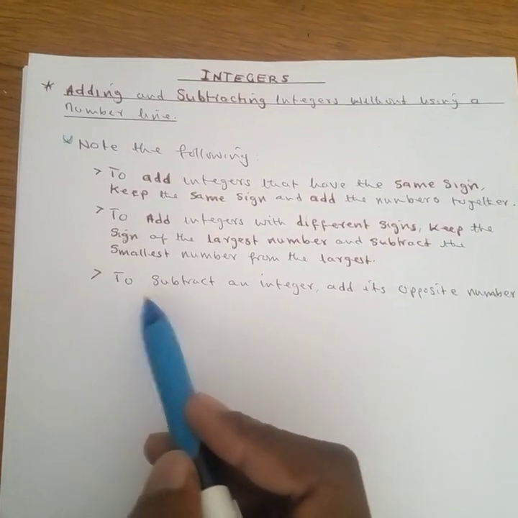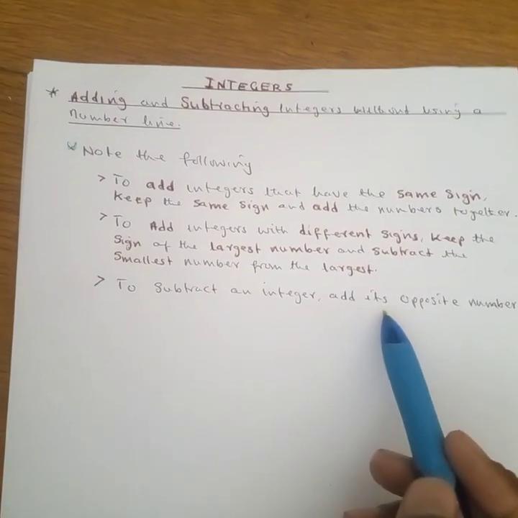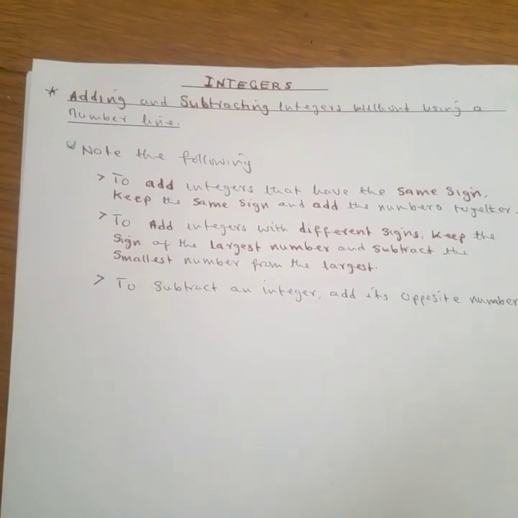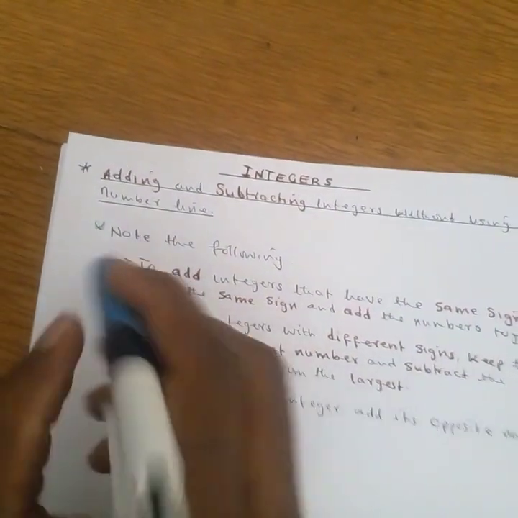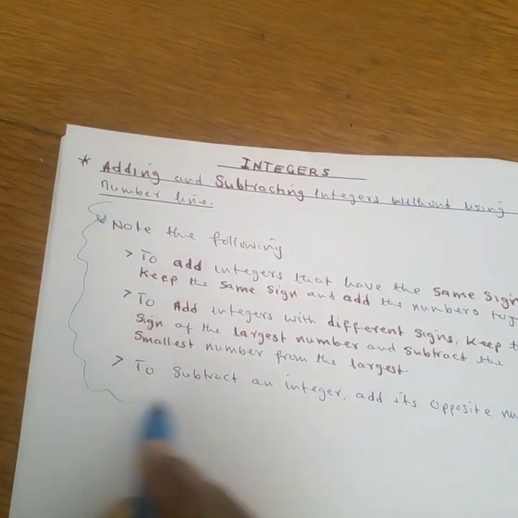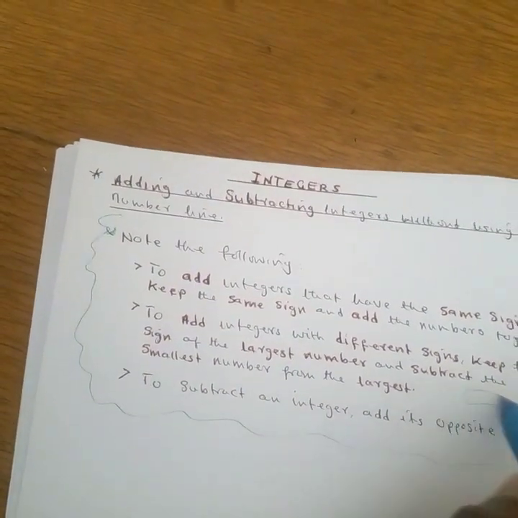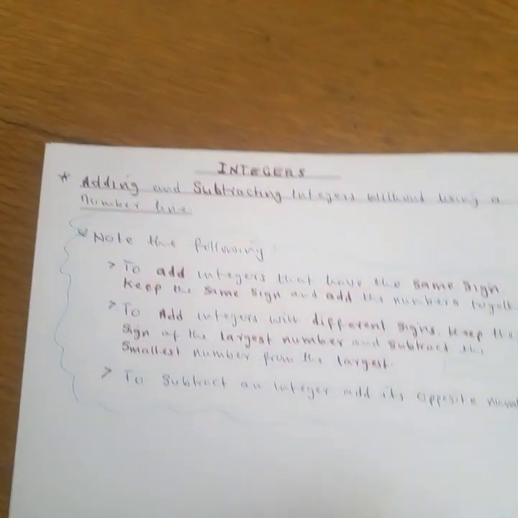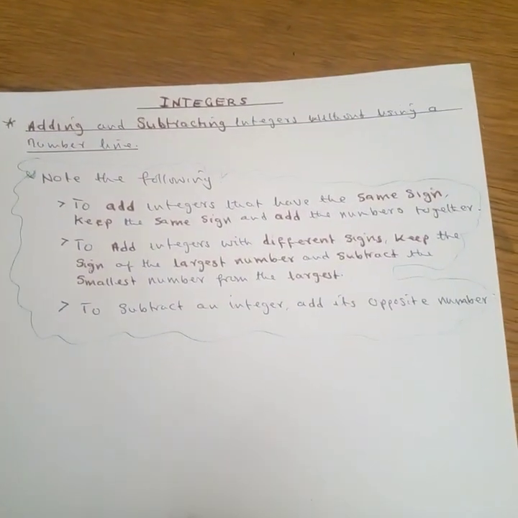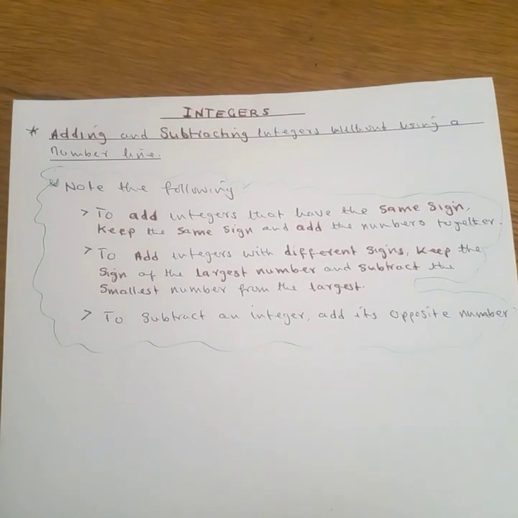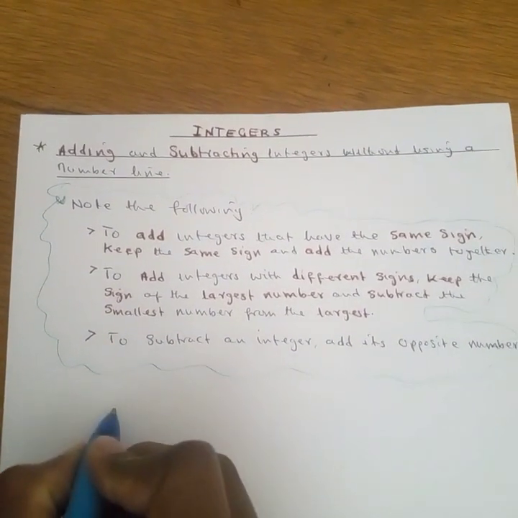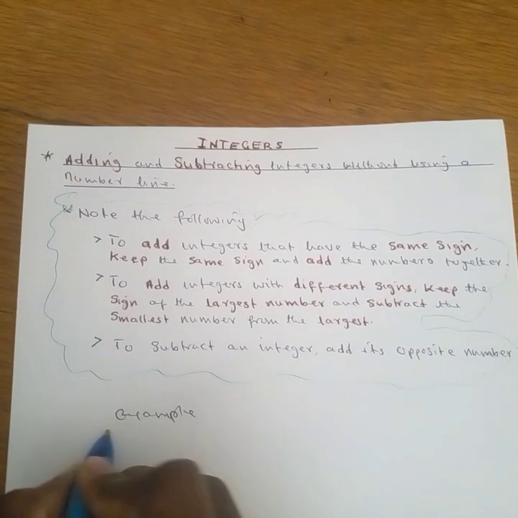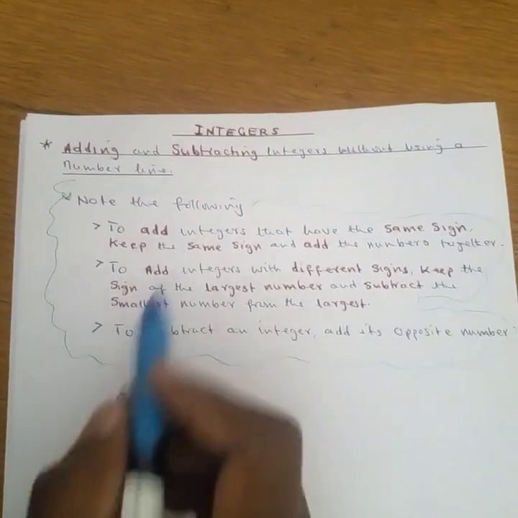The last point is to subtract an integer, add its opposite number. Now let's look at examples of these. Remember to make sure that these points are mastered, because they are of great importance if you are going to pass any kind of examination that will test you on integers. Now let's look at a few examples that will apply the concepts which are on top.